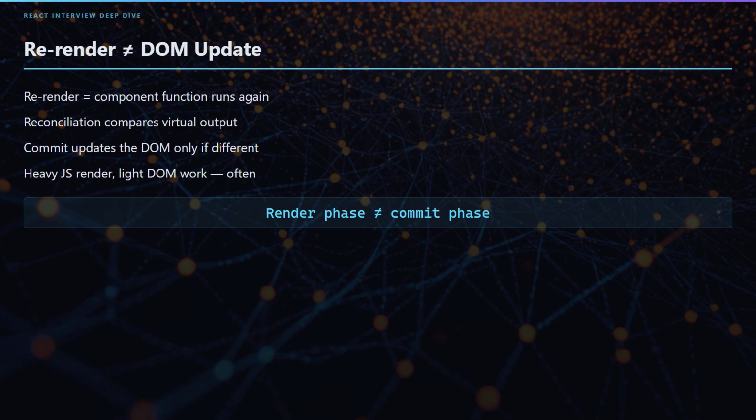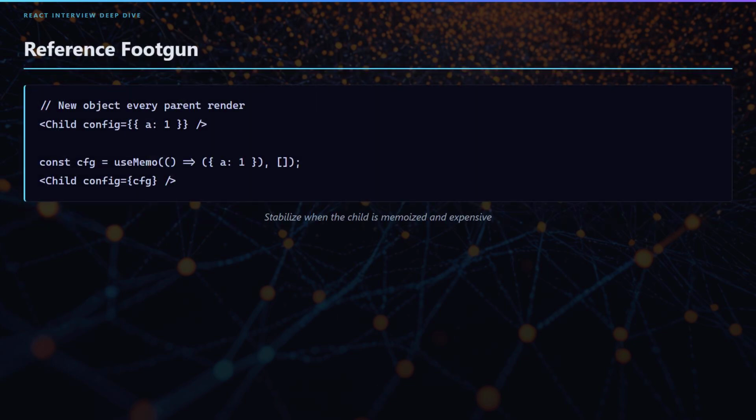React reconciles that output with the previous tree and commits DOM updates only where the result differs. That is why re-render is not the same as DOM update.